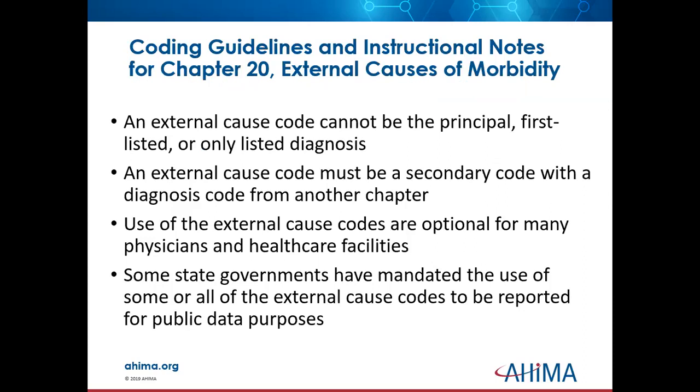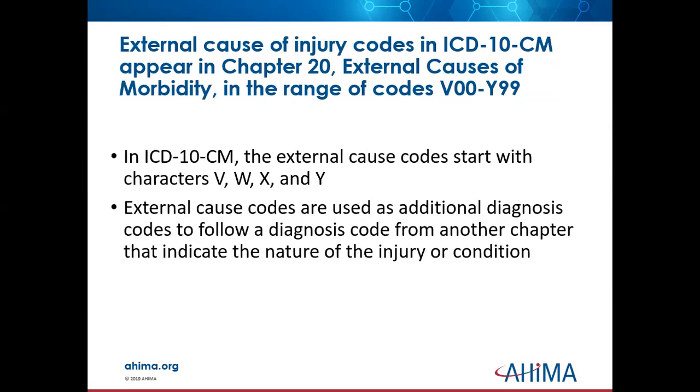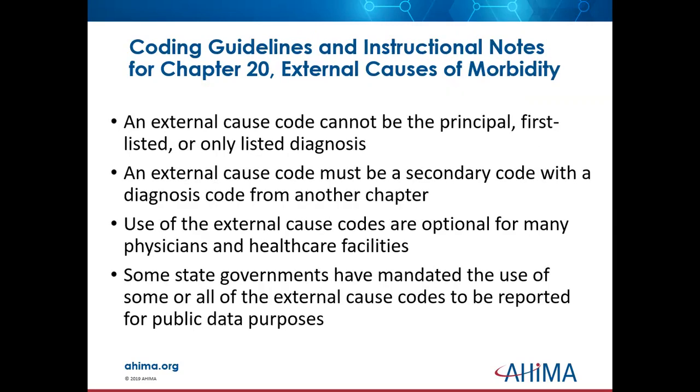Important guideline, and this is also in your text, an external cause code can never be the principal, first listed, or only diagnosis. Why? Because the intent of these is that they are going to capture the additional diagnosis codes. They're going to follow the fracture to indicate how the fracture occurred. An external cause code, therefore, must be a secondary code. It has to follow a diagnosis code.